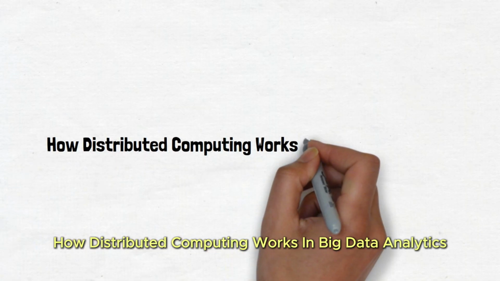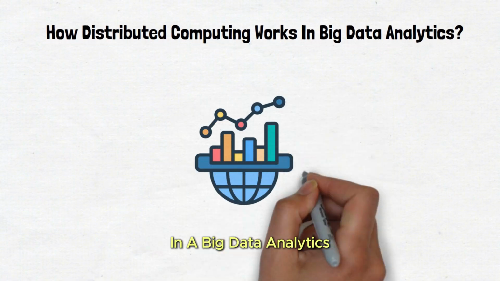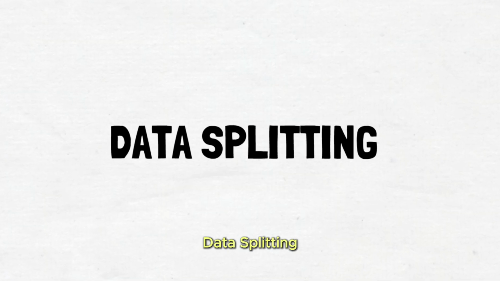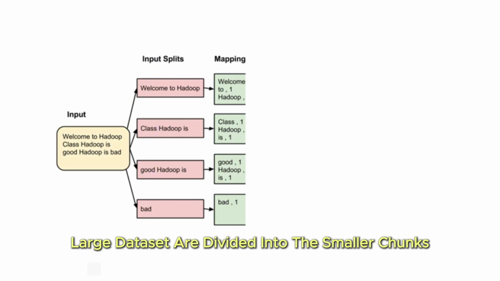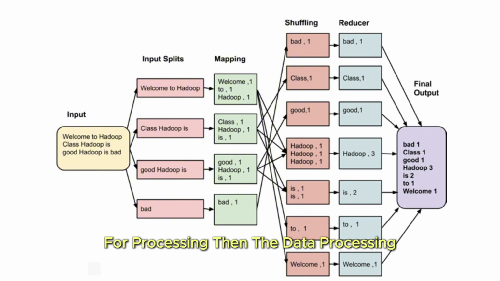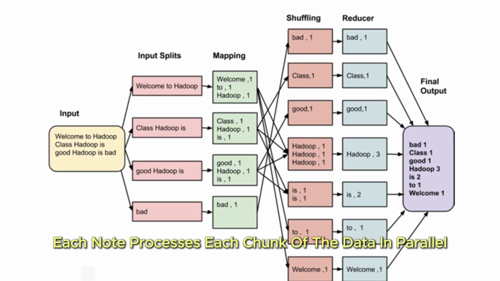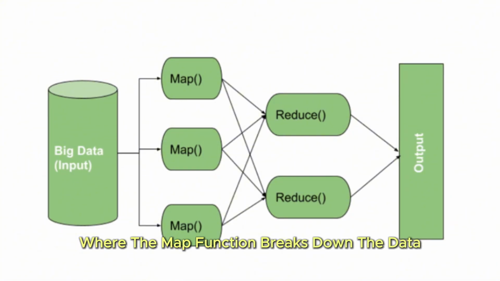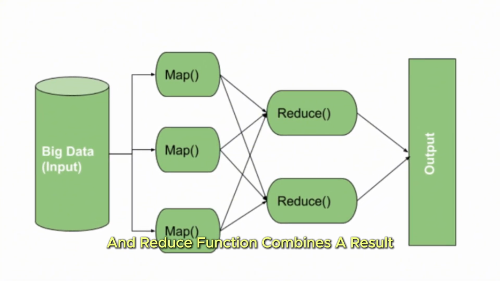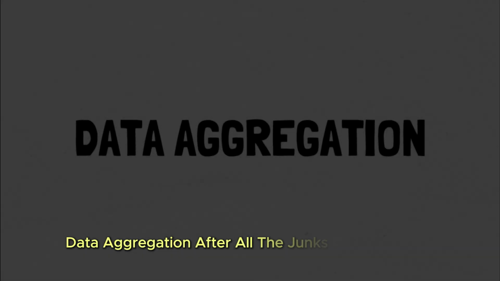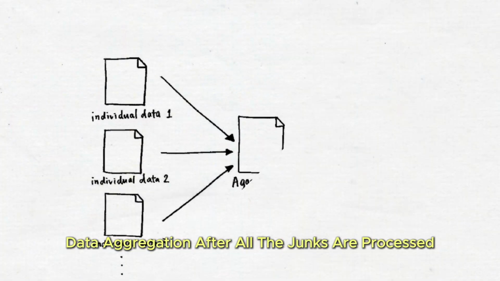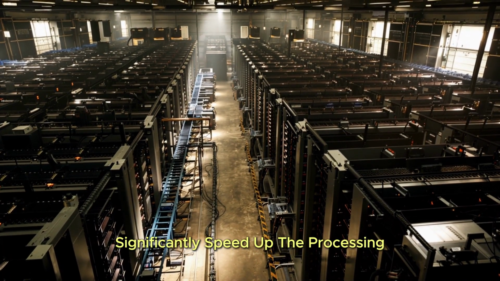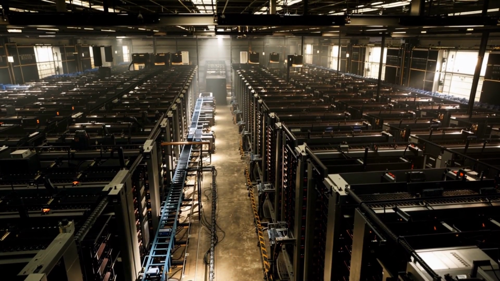How distributed computing works in big data analytics. In big data analytics, distributed computing typically follows these steps. Data splitting: large datasets are divided into smaller chunks, each of which is assigned to a different node for processing. Then the data processing: each node processes its chunk of the data in parallel. In Hadoop, this is done using the map-reduce model, where the map function breaks down the data and the reduce function combines the result. Data aggregation: after all the chunks are processed, the results are aggregated and returned to the central system. This distributed approach significantly speeds up the processing and enables the analysis of large data in real time.